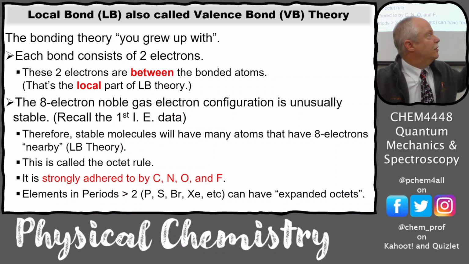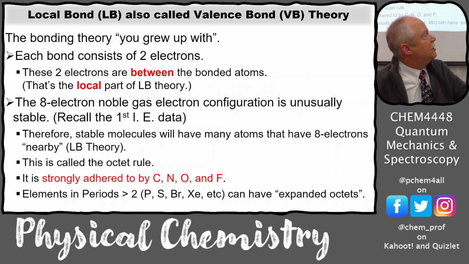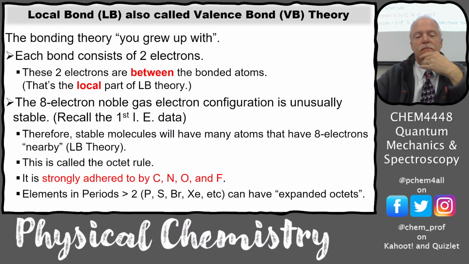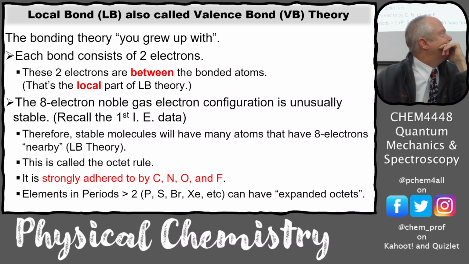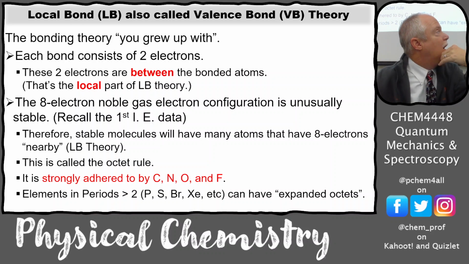Elements in periods greater than 2. So remember that hydrogen and helium are row 1. So row 2 goes through carbon, nitrogen, oxygen, fluorine, neon. And so then from row 3 down, you can have 5 bonds with phosphorus or what have you. You can have the bromine molecule, let's see, BrCl3. It has 3 bonds and 2 lone pairs, so it has 5 electron domains. And sulfur hexafluoride, sulfur has 6 bonds. You can't make oxygen hexafluoride. It's just too small.